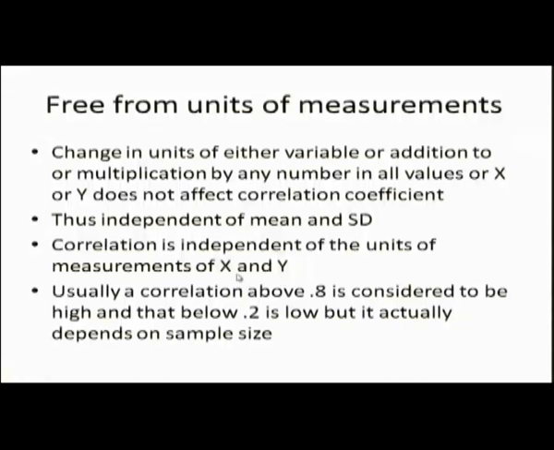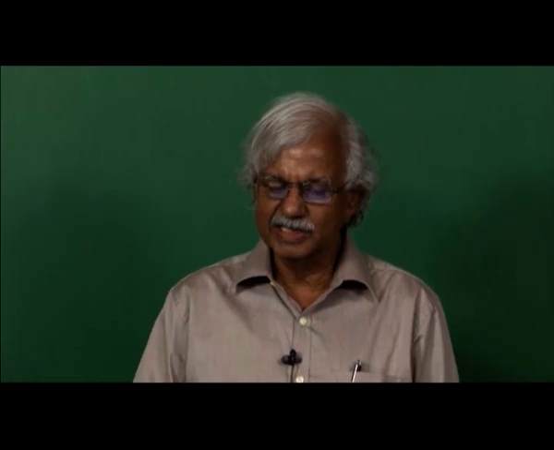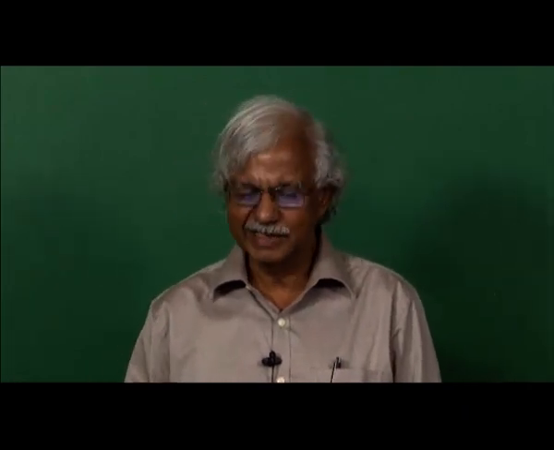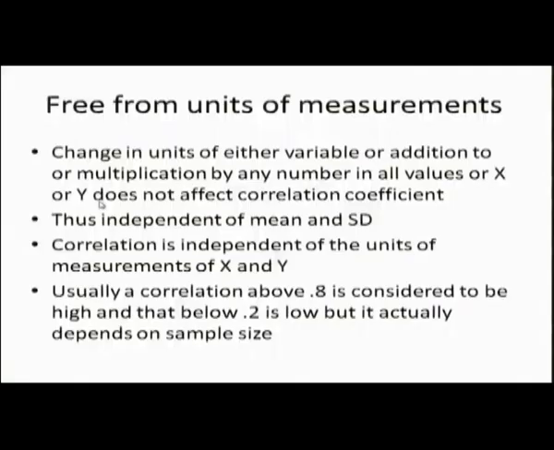If x is mass or weight, it does not matter whether you measure x in kilograms or gram or milligram or tons or quintals, correlation between x and something else y will remain same. Usually a correlation above 0.8 is considered to be high and that below 0.2 is low, but it actually depends on sample size.